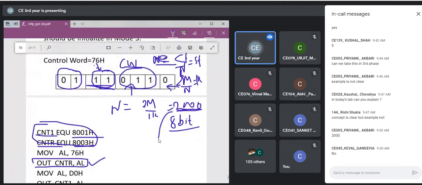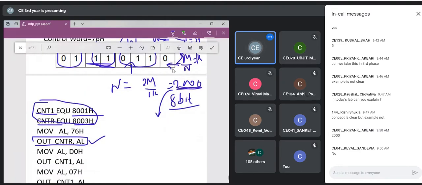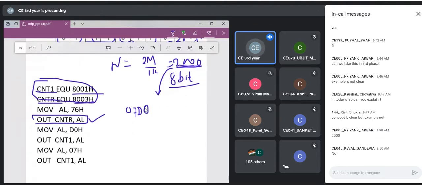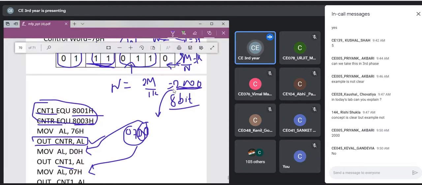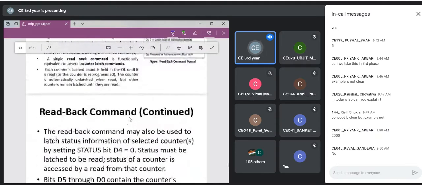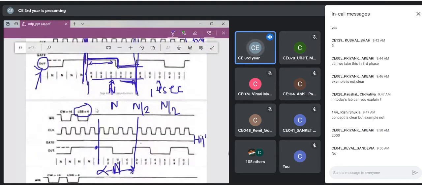Now find out the binary equivalent of this. It will be 07D0, you can check it later. 07D0 is the hexadecimal equivalent of 2000, and that I have to write. So first I have to write D0 in the counter, and then I have to write 07. By writing this count, I am mentioning that my count is 2000 here.